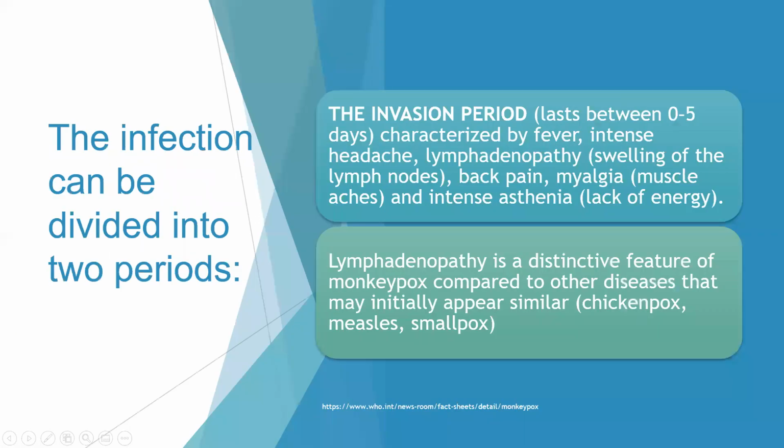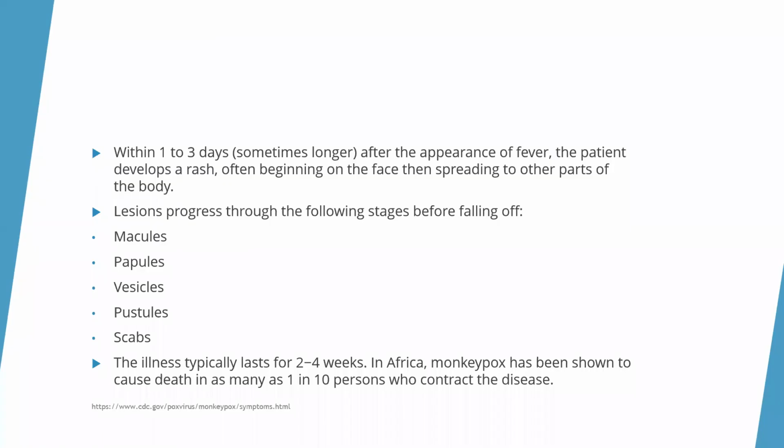So pathogenesis includes two phases: the invasion phase and the skin eruption phase. In the invasion phase, it lasts for 0 to 5 days with fever, intense headache, and lymphadenopathy. That is the distinguishing feature of monkeypox from smallpox, chickenpox, and measles. So lymphadenopathy actually distinguishes it from other similar rash diseases.